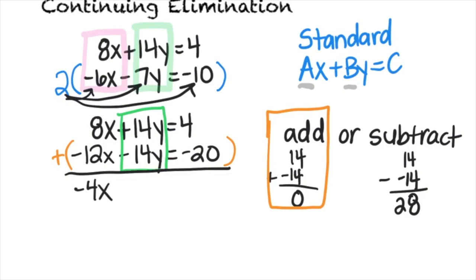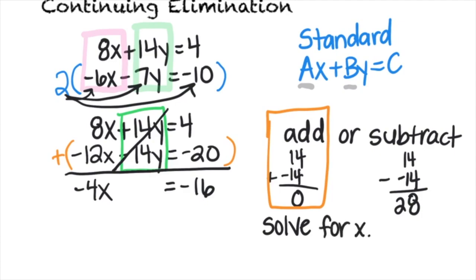14 plus negative 14, that's going to eliminate, that's 0, equals 4 plus negative 20, which is going to be negative 16. All right, so at this point I can now solve for x. We've eliminated the y, and the reason we eliminated y is because we wanted to get x by itself.